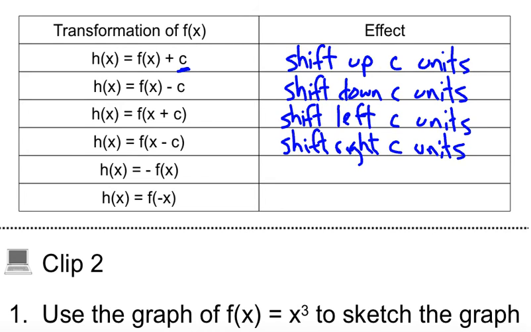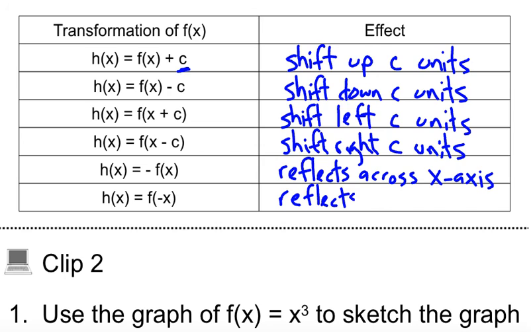If we make the whole thing negative, that reflects across the x-axis. And if we put the negative on the inside of the parentheses, that's another reflection. This time it's across the y-axis. So those are a few of our rigid transformations.